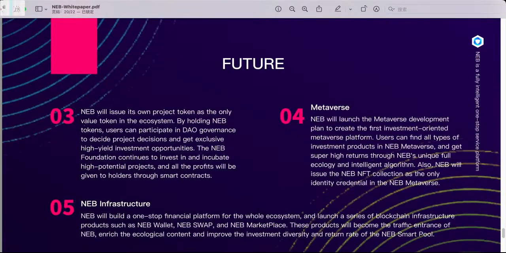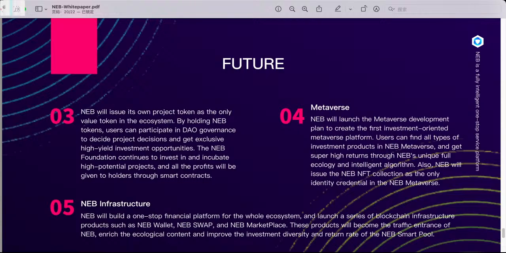And in the future, it will build the metaverse for the whole project. We already know that the metaverse is the bridge to connect the reality and the virtual world. So that's why the metaverse is a very important component for Web3, and for the whole ecosystem and the long-term mission, it is a very important component for our investors to know about this plan.